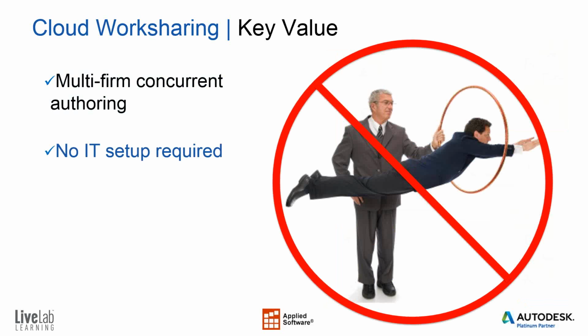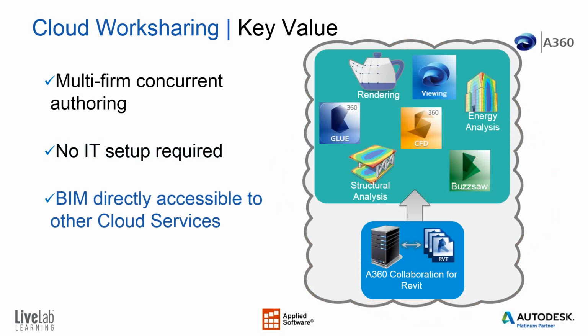But the biggest thing I think about this is there's no IT setup. If you've tried to do this before using the product called Revit Server, there's a lot of IT setup that's got to be done before those two firms can work on the same model together. Basically, you've got to build a pipe that connects those two offices so they're hooked up together. So, there's no IT setup at all when you turn this on. You just basically click the button and turn it on, and then you're up and running. It also gives you direct accessibility to other cloud services that are out there. For example, the BIM 360 Glue, or the rendering, or other viewing tools, or other analysis tools.